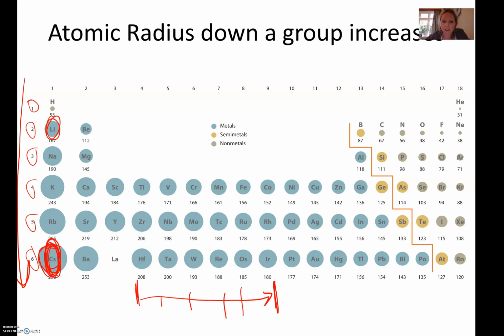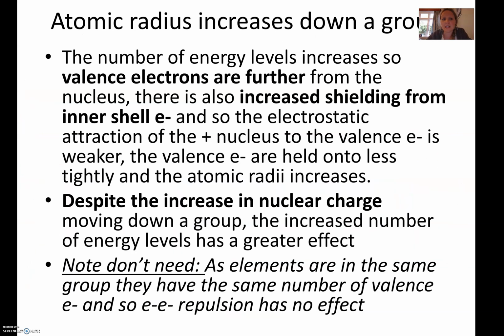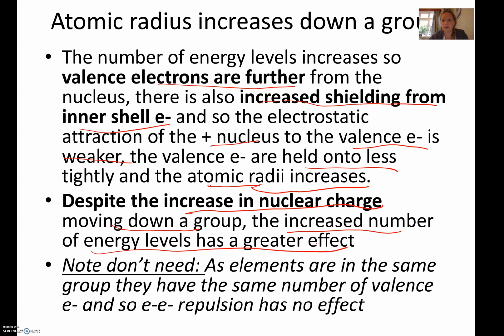So let's have a look at an example. Here's my template answer. Okay, as the number of energy levels increases, the valence electrons are further from the nucleus. There's an increased shielding from inner shell electrons. Therefore, the electrostatic attraction between the positive nucleus and the valence electrons is weaker. They're held onto less tightly, and atomic radius increases. Despite the increase in nuclear charge moving down the group, the increased number of energy levels has a greater effect.